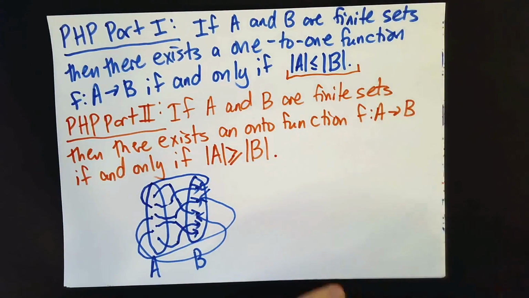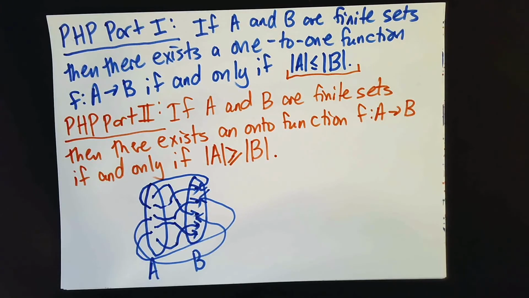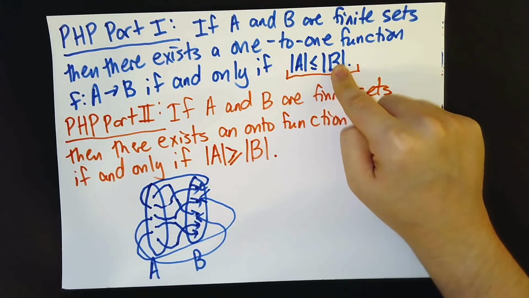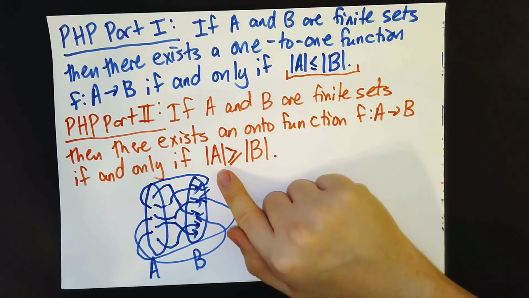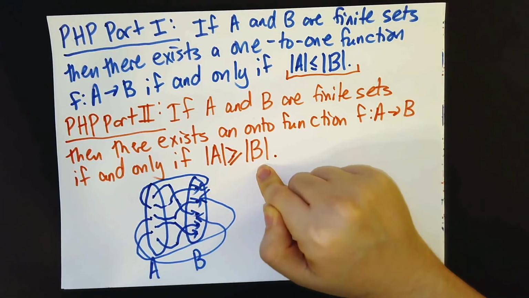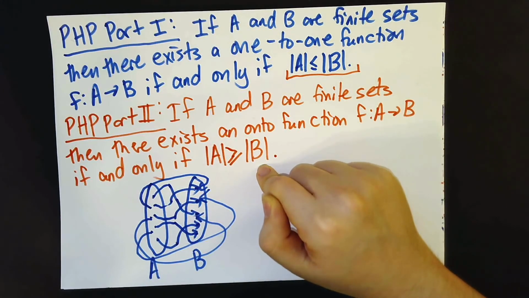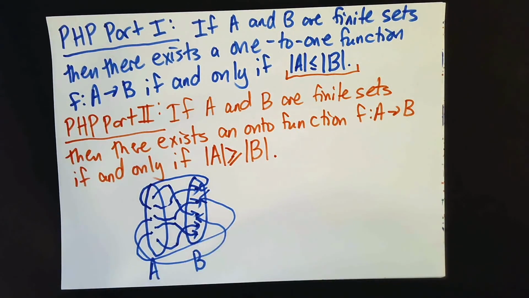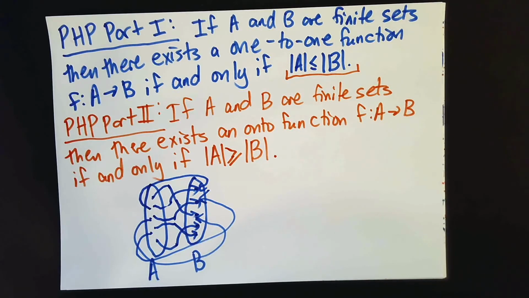Just a tiny bit of foreshadowing. What does the pigeonhole principle tell you if there's both a one-to-one function and an onto function from a finite set A to a finite set B? Well, in that instance, it would tell you that the size of A was less than or equal to the size of B, but also that the size of A was greater than or equal to the size of B, and that will tell you that the size of A is in fact actually equal to the size of B. And so, preview, that will be the third pigeonhole principle.